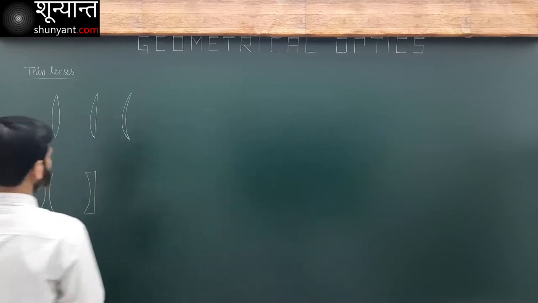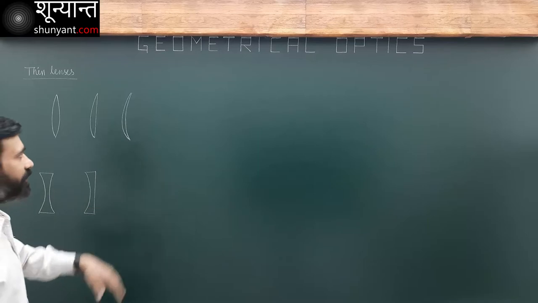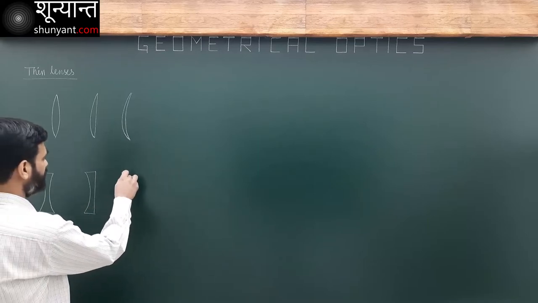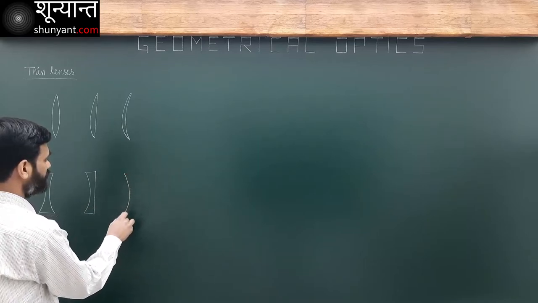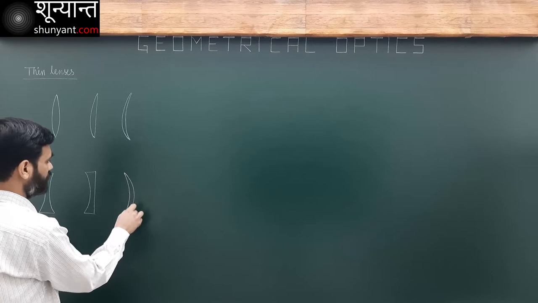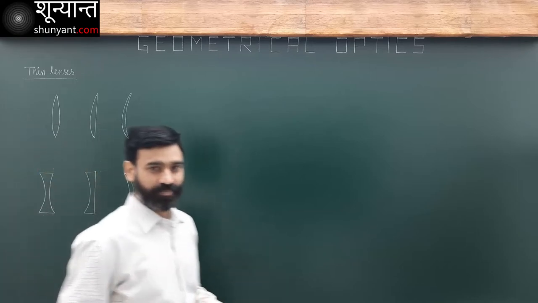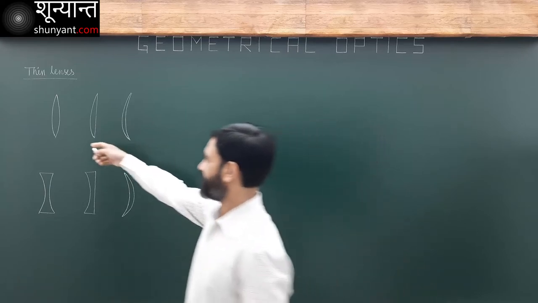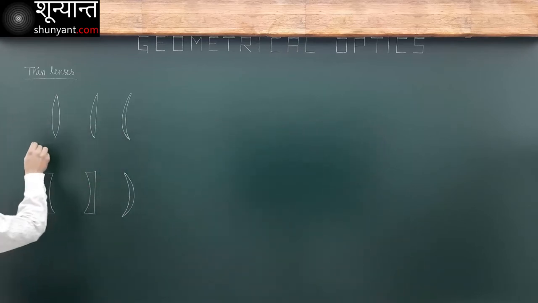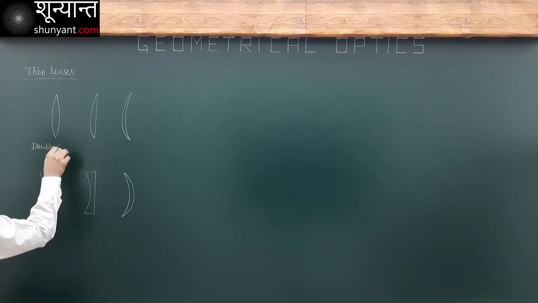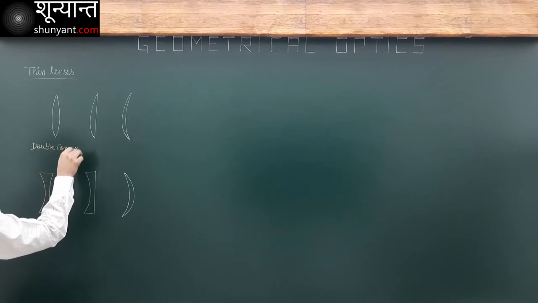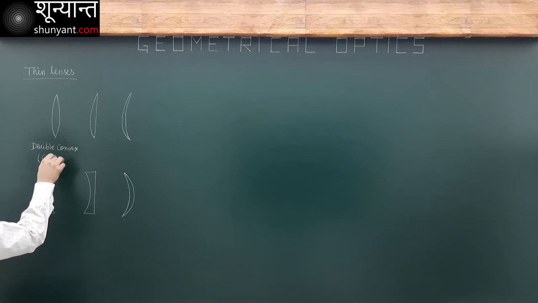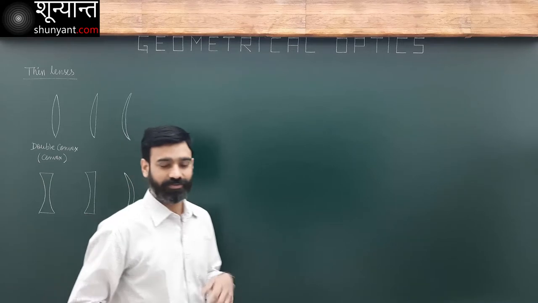And depending on their shape, they are given different names. For example, this is known as a double convex, or simply convex. Depending on the shape.